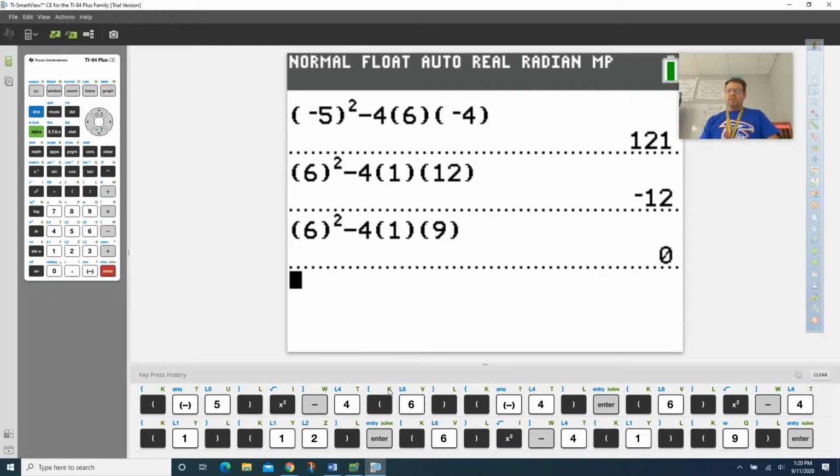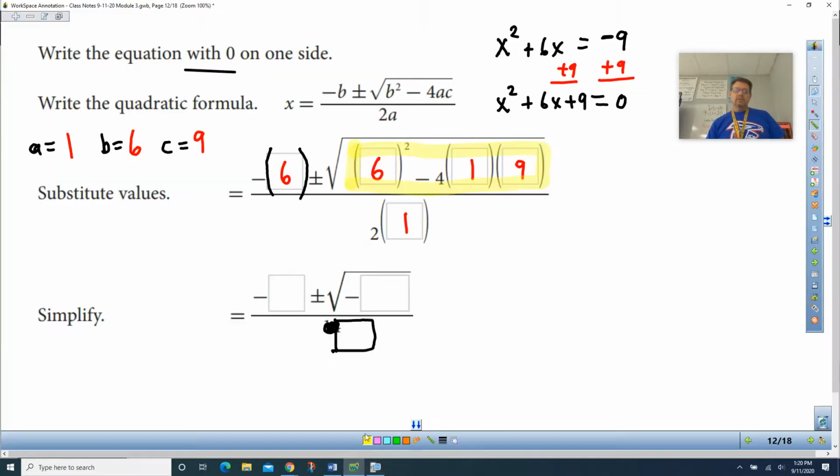Enter. 0. Well, that's weird. That is very interesting. Okay, very, very interesting. So 0, all that trouble, and you get 0. So let's go see what happens. Let's plug in our information. All right, so this guy here is going to be what? -6, right? So -6. This is going to be positive or negative, doesn't really matter. It's going to be 0 in either case. And then 2 times 1 is 2.